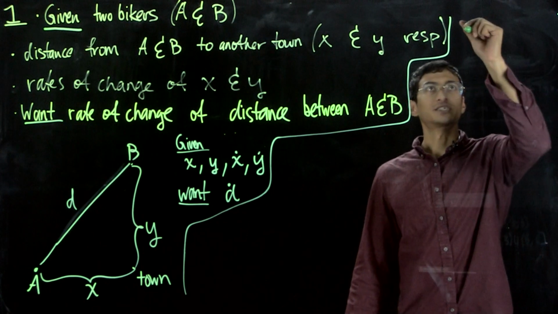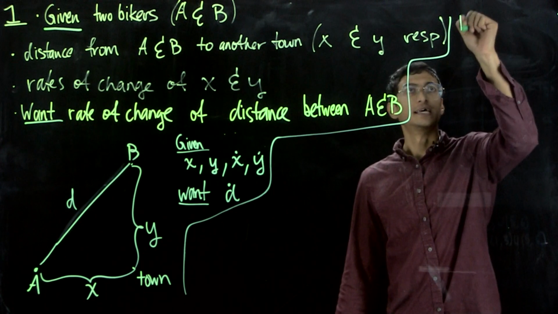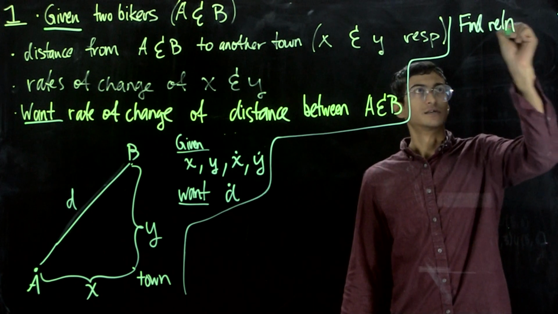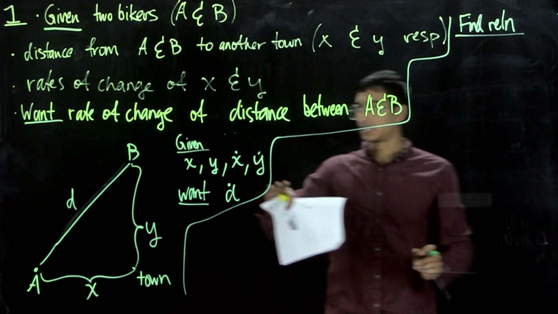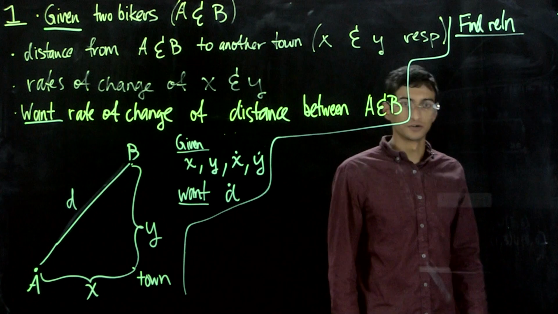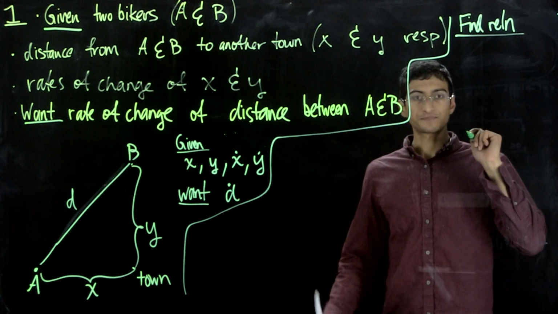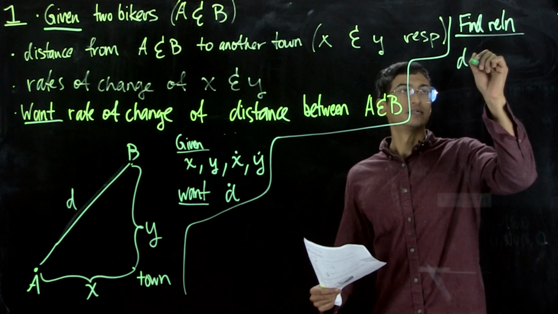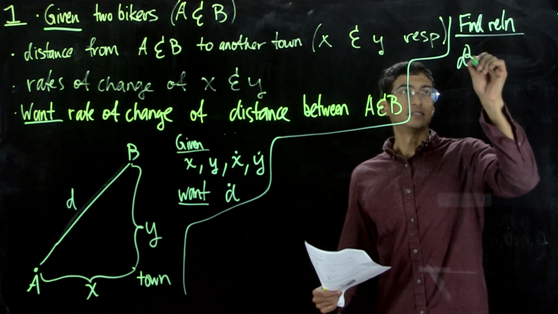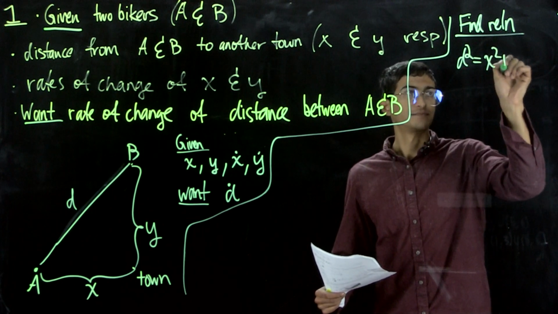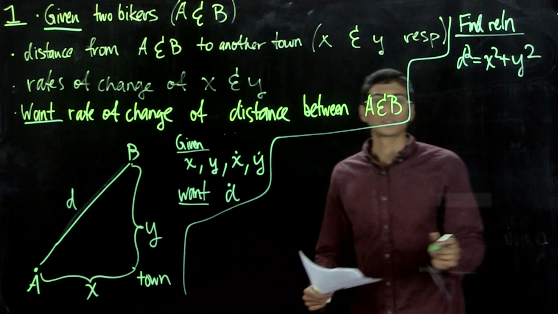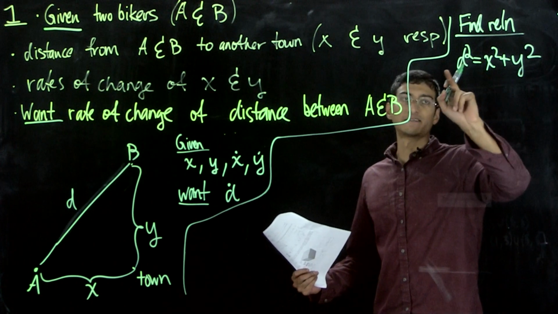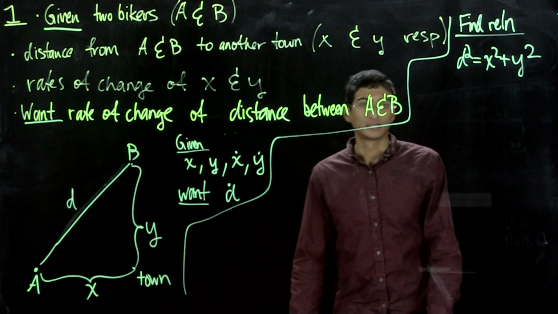So the first step in any of these related rates problems is to find a relation. Let's find the relation between my known variables and unknowns. So the distance D: D squared equals X squared plus Y squared. And notice I have here the variables whose rates of change I know, and I have the variable whose rate of change I want to find also in this equation.